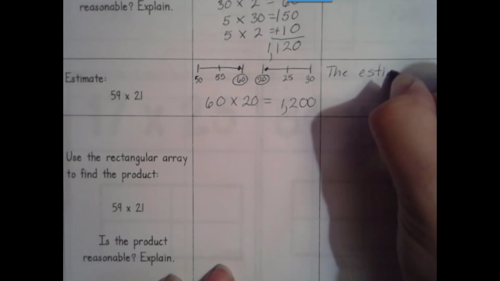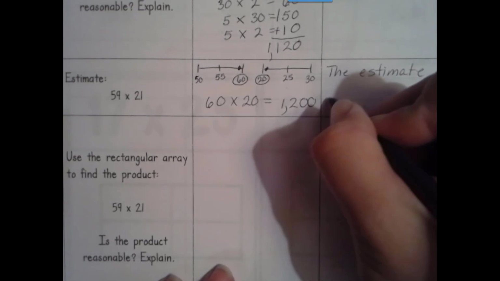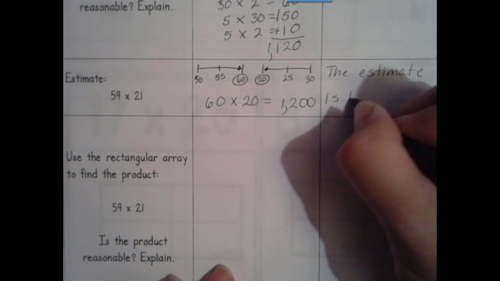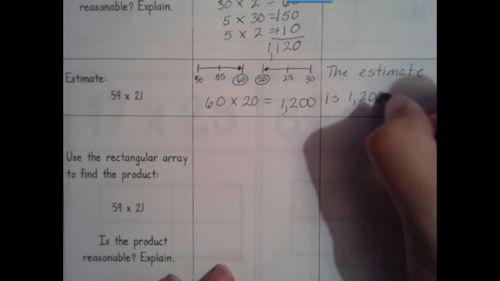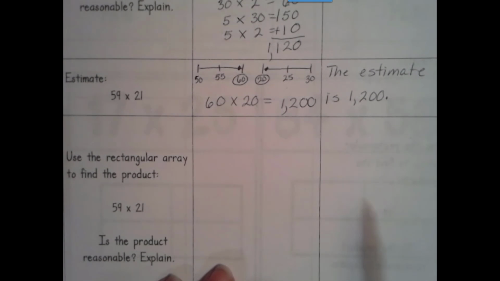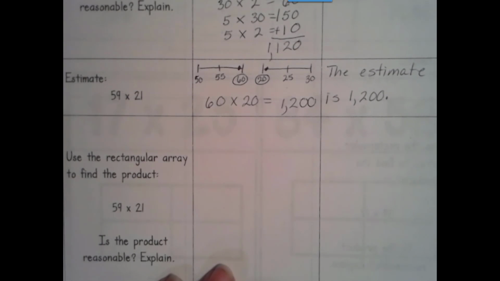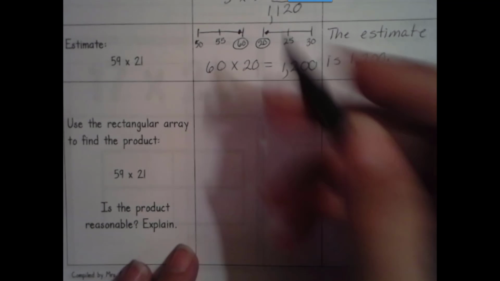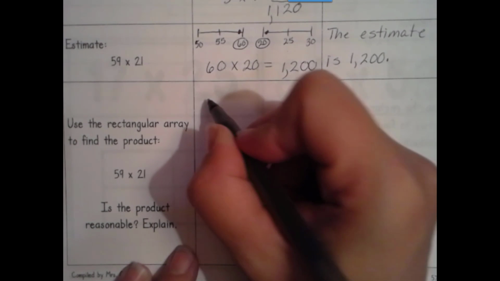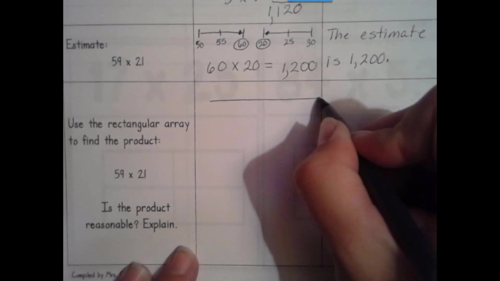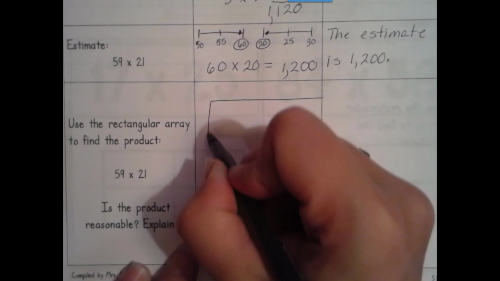The estimate is 1,200. This is a complete sentence. Make sure you're capitalizing and putting punctuation. Okay, now we're going to make our rectangular array. So we're going to make our rectangle.